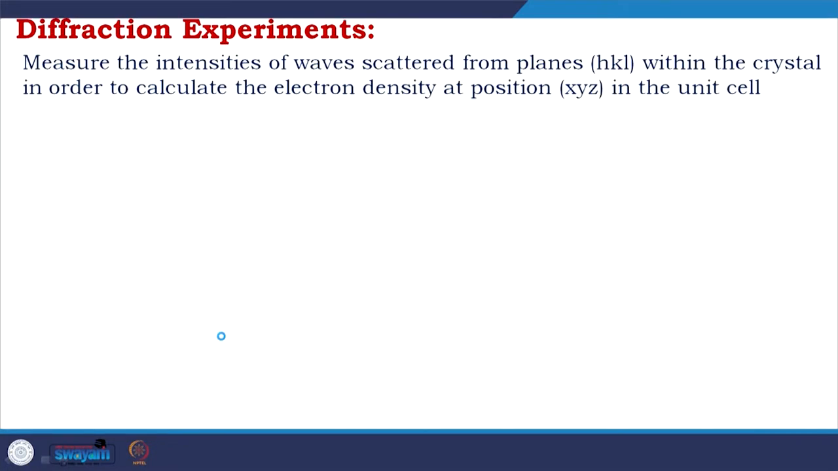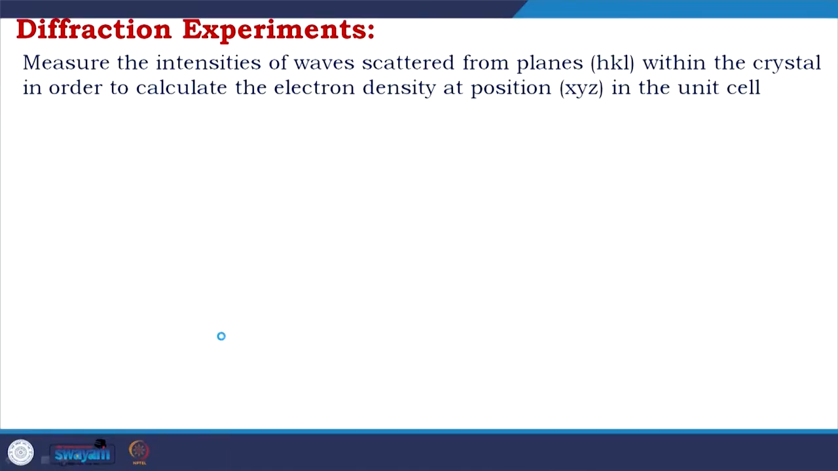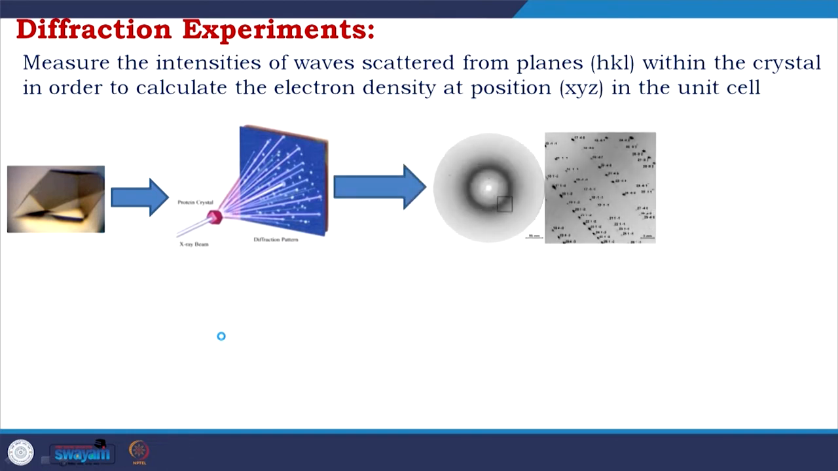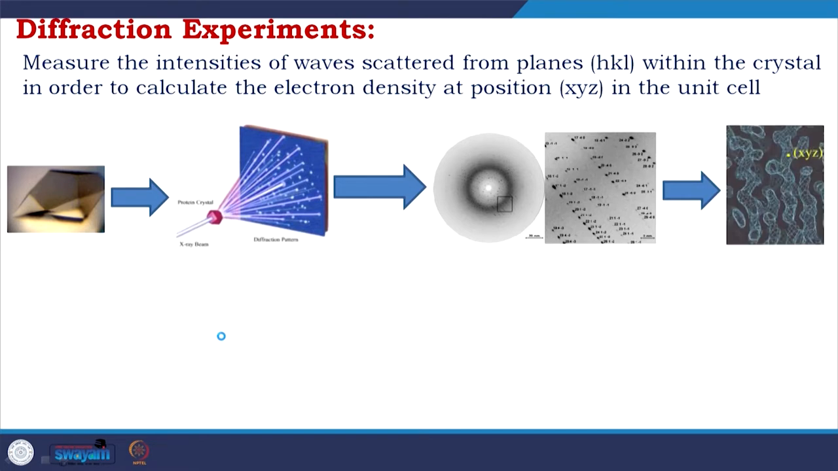So, if I go back a little bit, we clone a protein, purify a protein and get a crystal. We have discussed a lot about that. So, we get the crystal and what do we do? A diffraction experiment. We measure the intensities of waves scattered from planes within the crystal in order to calculate the electron density at position x, y, z in the unit cell. As I told, we have a crystal, we do diffraction, from there we get the diffraction pattern, and then our goal is to get the electron density map.